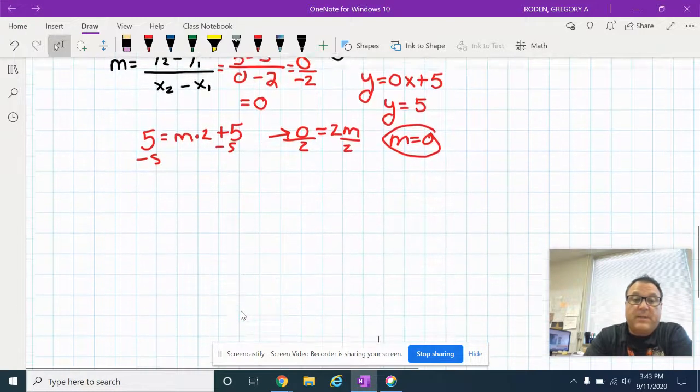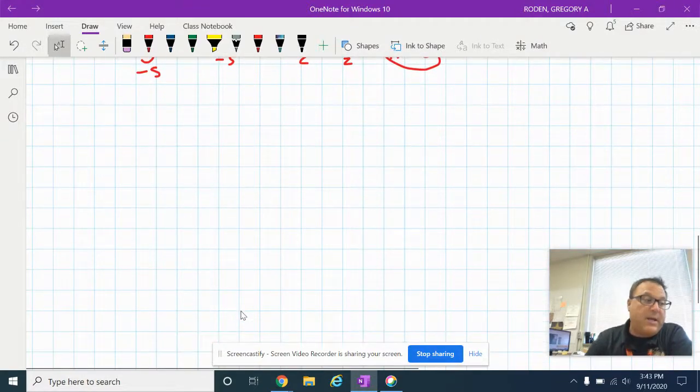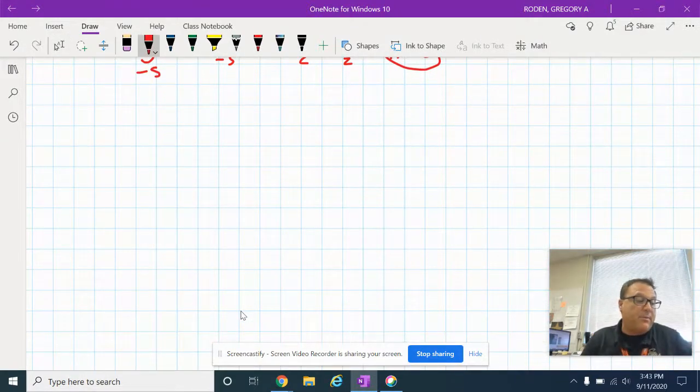All right. So for this next example, I want you to go ahead and write the equation of the line. And let me give you this one here. So let's go with 0, 1.